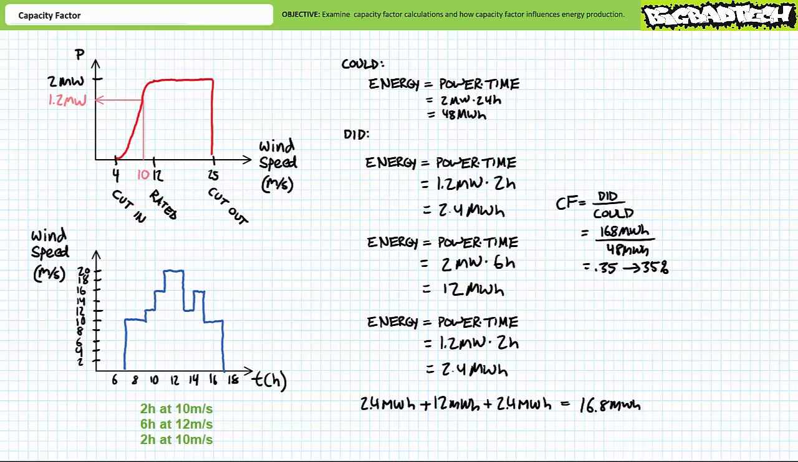This is to imply that although the turbine experiences periods of variable output for a variable length of time, in this case 2 hours at 1.2 megawatts, 6 hours at 2 megawatts, followed by another 2 hours at 1.2 megawatts, ultimately it appears as if it was operating at full capacity for 35% of 24 hours, or 8.4 hours at 2 megawatts. Either scenario, the real variable output or the simplified version, results in the production of 16.8 megawatt hours of energy, which is 35% of what the turbine could theoretically produce.